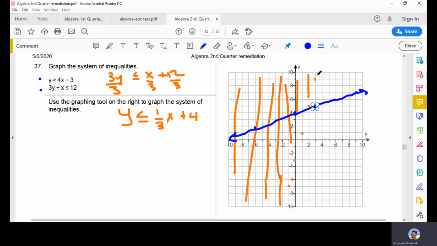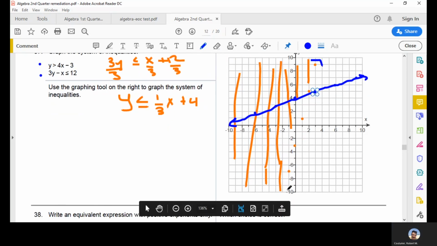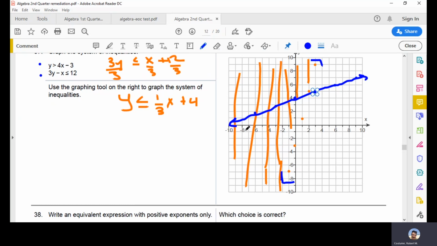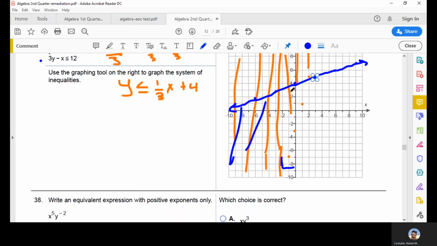So we have one line here. The dots make up our dotted line. We have the other line here. We've shaded everything above on one. This symbol says less than. So we need to shade below the solid line, because the less than symbol says below. So if we're going to go below the solid line, we just go below it. Everything below it gets shaded.